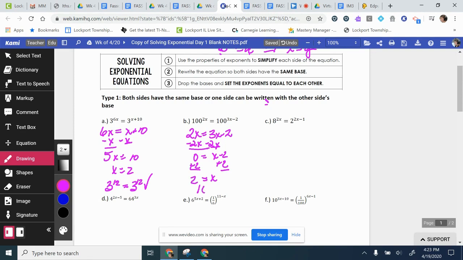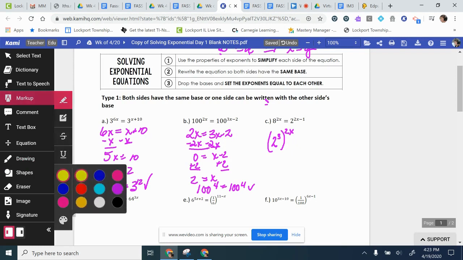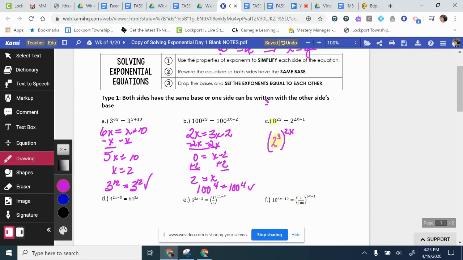And we can check: 100 to the 4th is equal to 100 to the 4th. Okay, here we do not have the same base, but we can rewrite 8 as base 2 exponent 3. So what's getting replaced here? The 8 is being replaced with 2 cubed. And then we have equals 2 to the 2x minus 1.